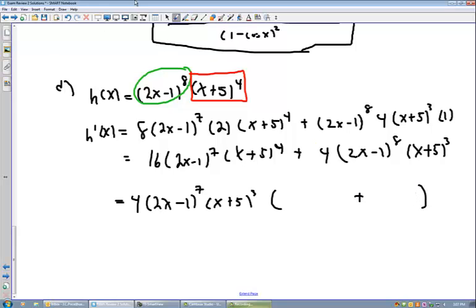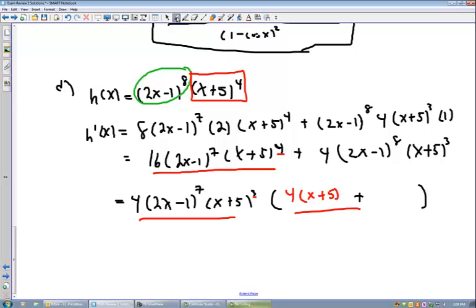And so in the first one, let's use 2 different colors. So, what goes here times this gives me that. And so hopefully you see you need a 4. You do not need a 2x minus 1 to the 7th because you got it here, but you're going to need an x plus 5 because you want it to the 4th power, so you only have it cubed.